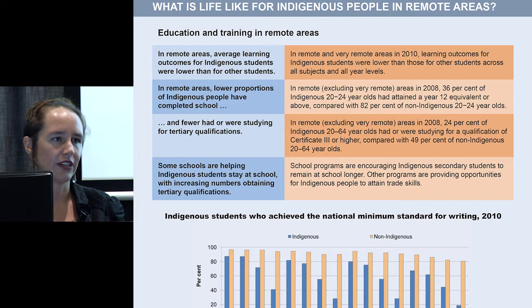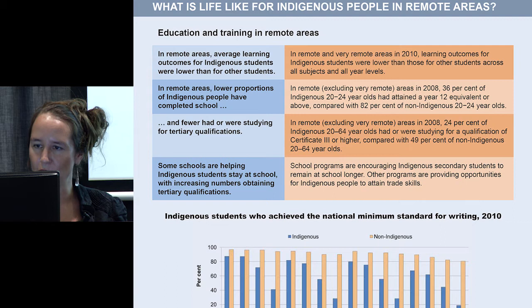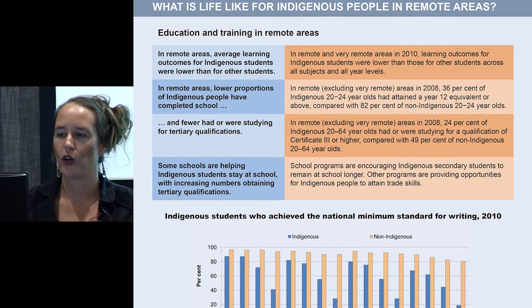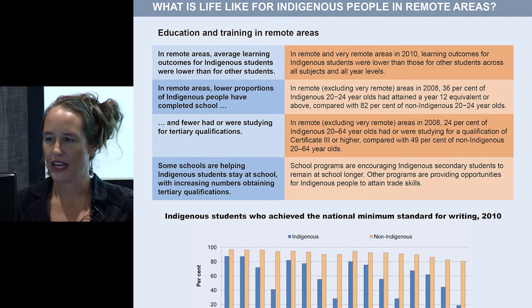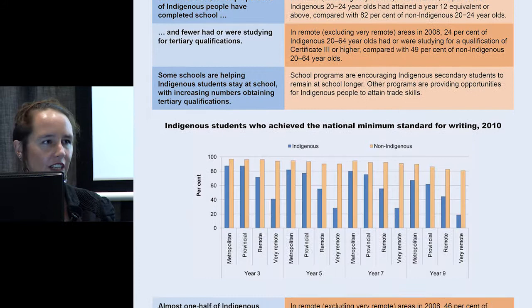And fewer had or were studying for tertiary qualifications. In remote, excluding very remote areas, in 2008, 24% of Indigenous 20 to 64-year-olds had or were studying for a qualification of Cert 3 or higher, compared with 49% of non-Indigenous 20 to 64-year-olds. These stats are from 2010, so they are a little old, but you get the idea.